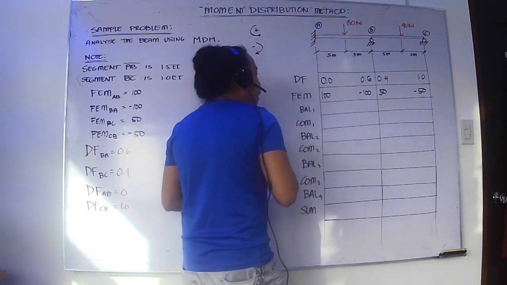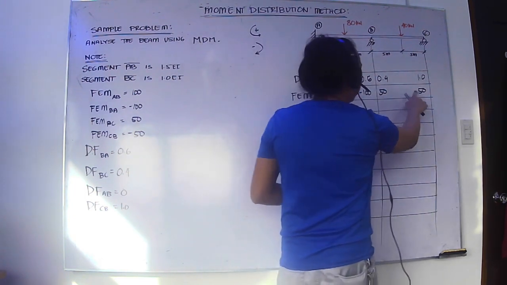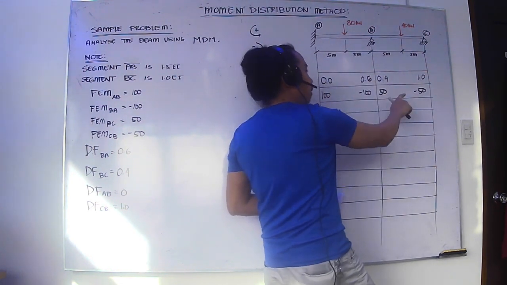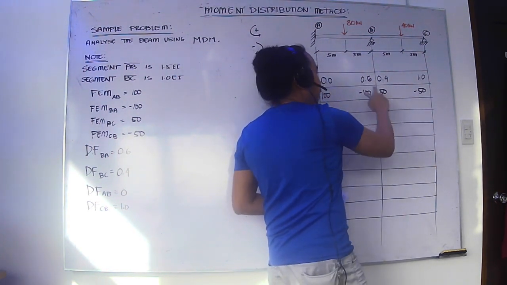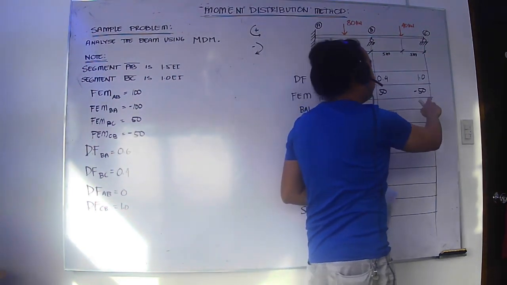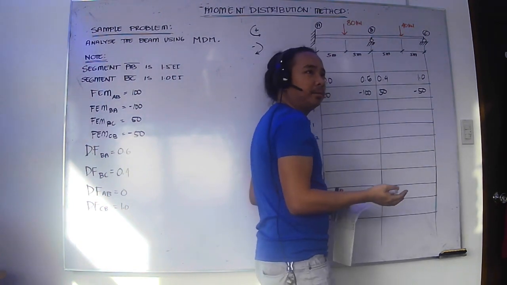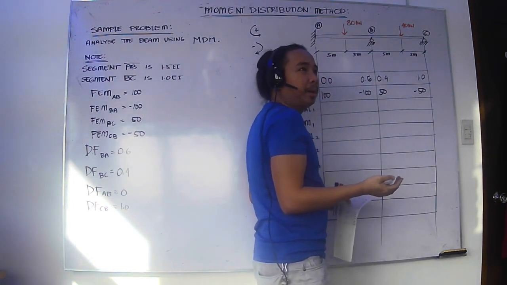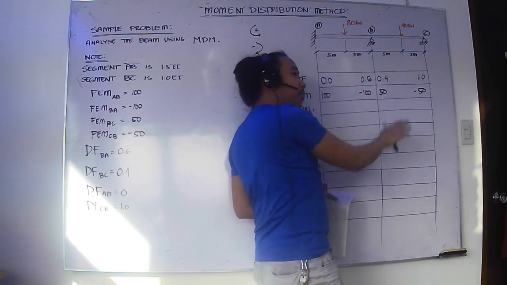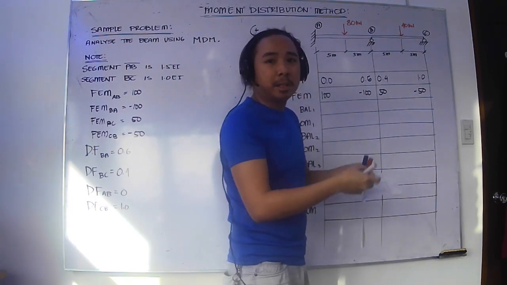So, balancing the joint. Try to ask yourself: we have negative 50 here, and negative 100 and 100 here. Because we have negative 50, what moment should I add to make it zero? 50. If you have negative 50, you need positive 50 to make it zero. That's what you call balancing out.